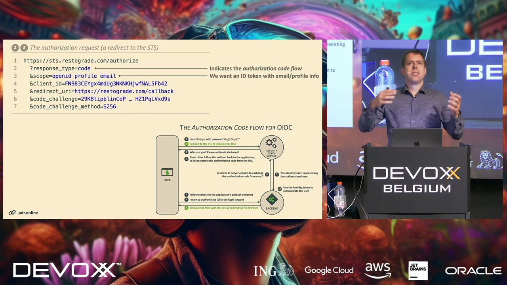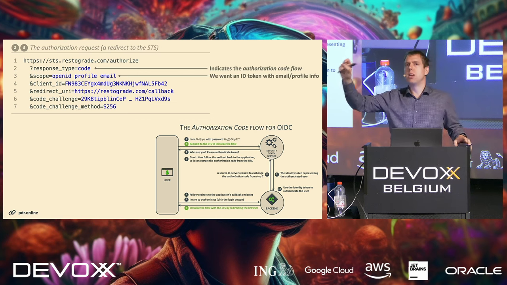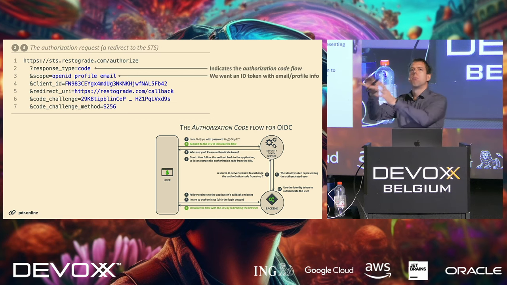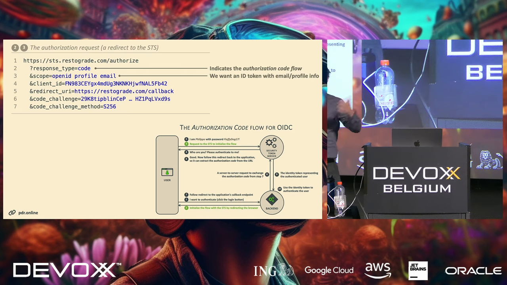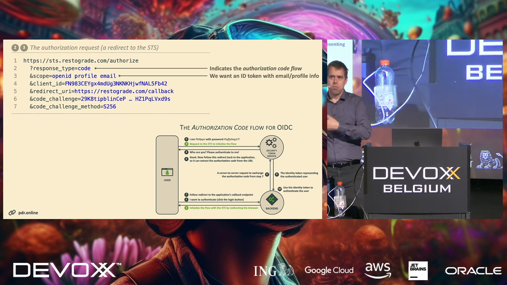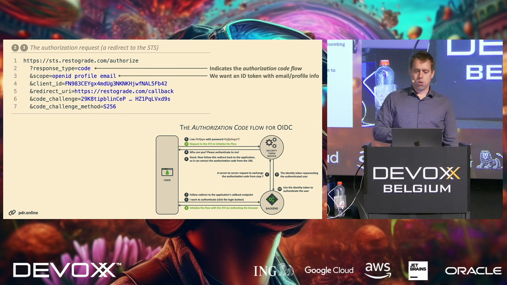Profile and email are signals to this STS saying like, hey, I would like to get some email information about the user and also include some profile information if you have it. That's how, if you sign in with Google to an application, how they get your profile picture that you have in Google. That's Google sending that based on this flow in that identity token.